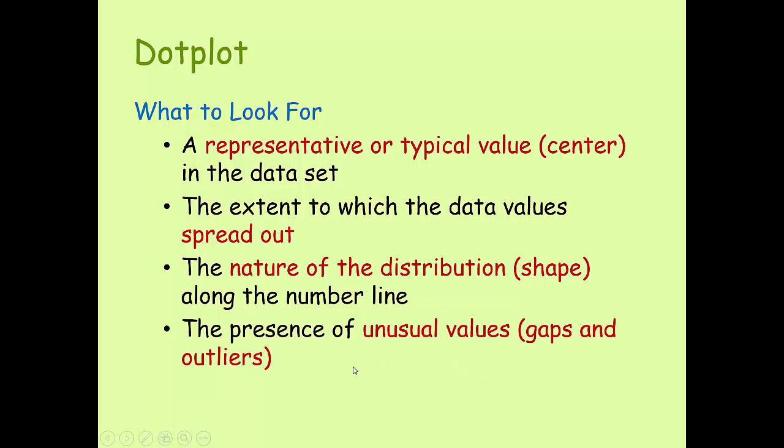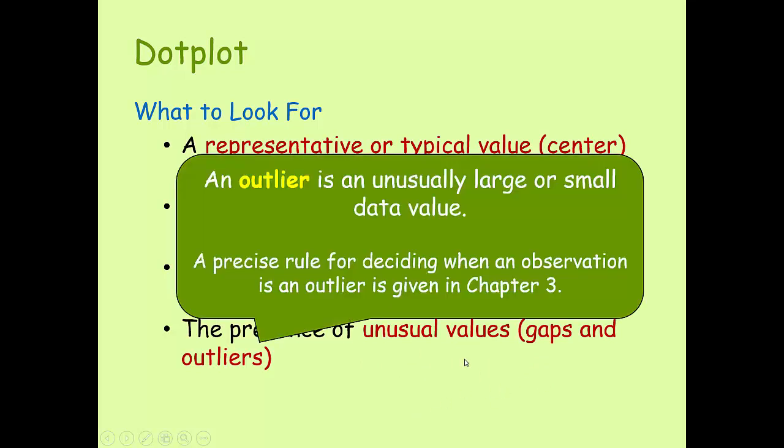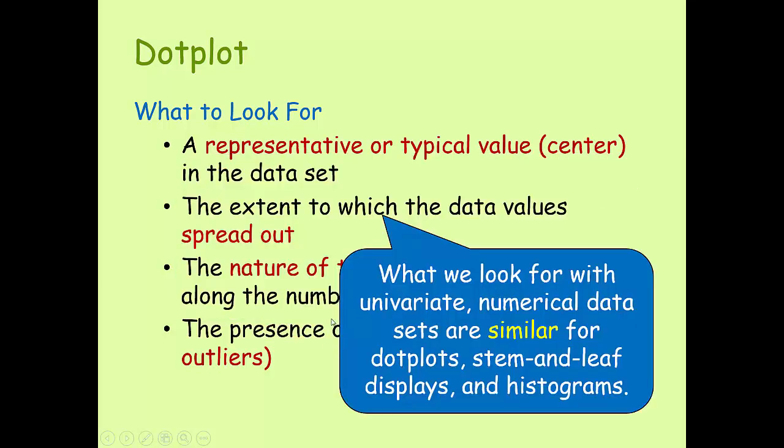It also tells us if there are some very unusual values. Are there gaps in the data? Or is there what's called an outlier, which is an unusually large or could be very small data value? And we'll talk about later what to do when you have outliers. So what we look for with univariate numerical data sets is similar for dot plots, stem and leaf displays, and histograms. All three of these, you look for the same thing.